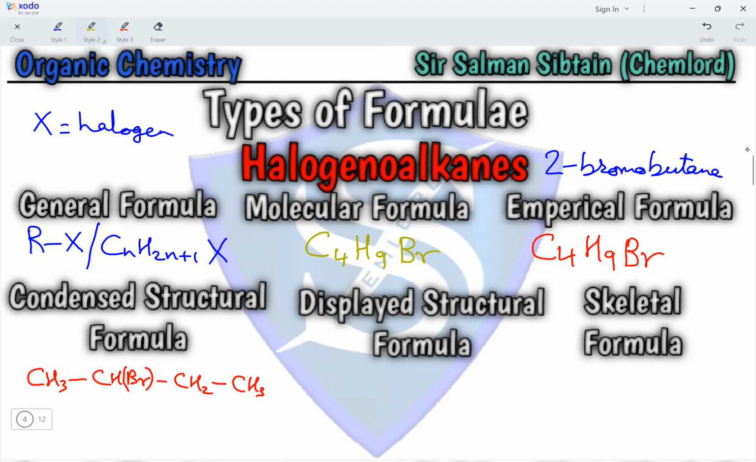Now, in order to display this formula, we have 4 carbon atoms placed in a straight chain with 2 hydrogen atoms present on this carbon atom, 3 hydrogen atoms present on the terminal carbon atoms, a single hydrogen atom placed on the remaining carbon atom, and the only bond left would be that between carbon and bromine, forming 2-bromobutane. The skeletal formula of 2-bromobutane would begin with drawing the skeletal formula of butane and then placing a bromine atom at the second position.